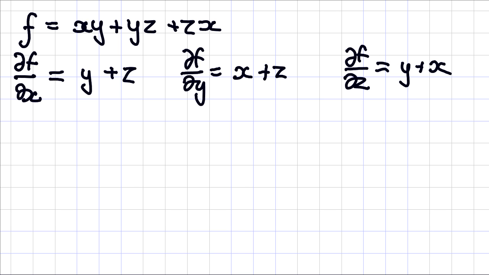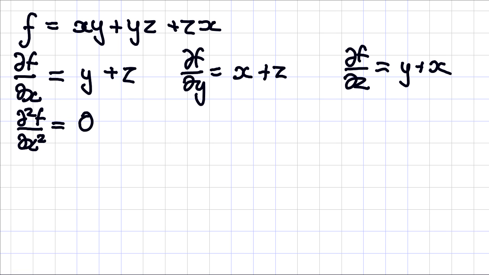Now we need to look at the second partial derivatives. So we start with d2f dx squared. That's the x derivative of df dx, and that gives us 0 because we just have x, because we have y plus z, and we're treating y and z as constant.